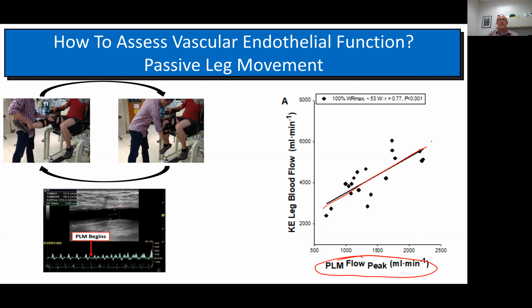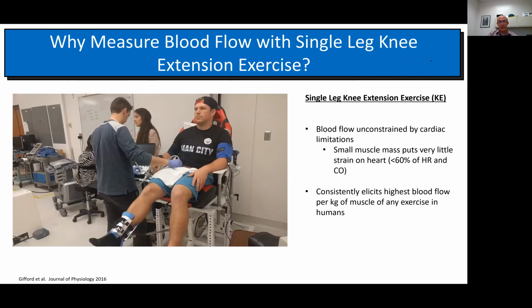So what this tells us is vascular function, good resistance artery function. Passive leg movement is a measure of resistance artery function. If you have good resistance artery function, that means that you can accommodate really high blood flows and probably high intensities of exercise. So that's another reason why vascular function tests like PLM are important.